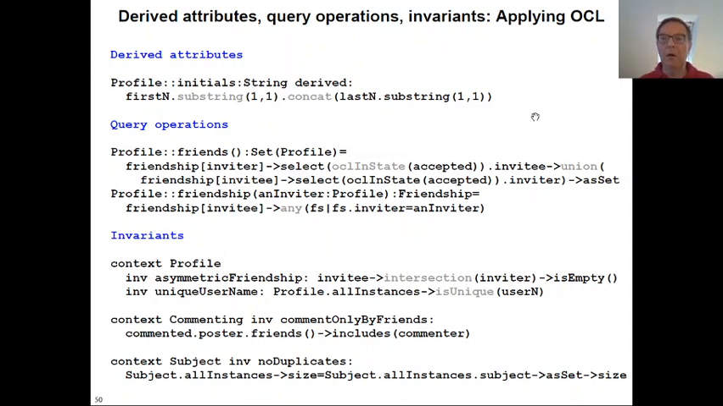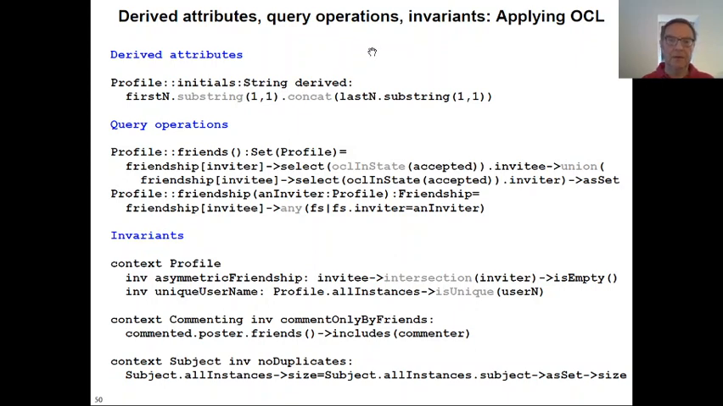Good. We now know a bit about OCL, about the details of what is possible within an OCL expression. We have not looked so much into how OCL is applied. And in the use file, you find several places where OCL expressions are used. Namely, OCL expressions are used for derived attributes, for query operations, and for invariants.